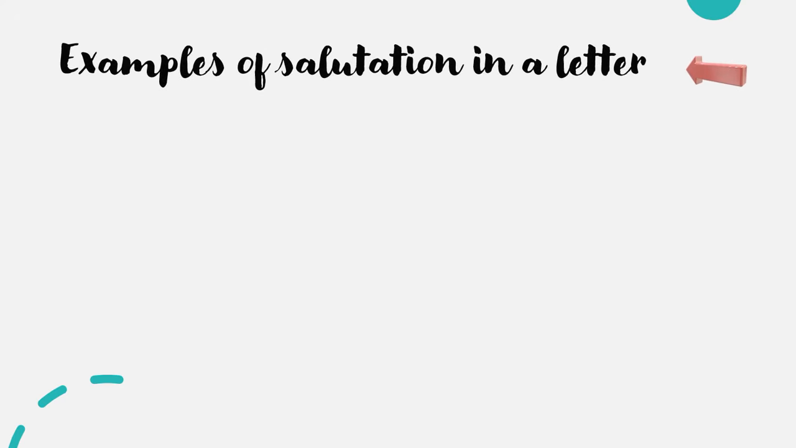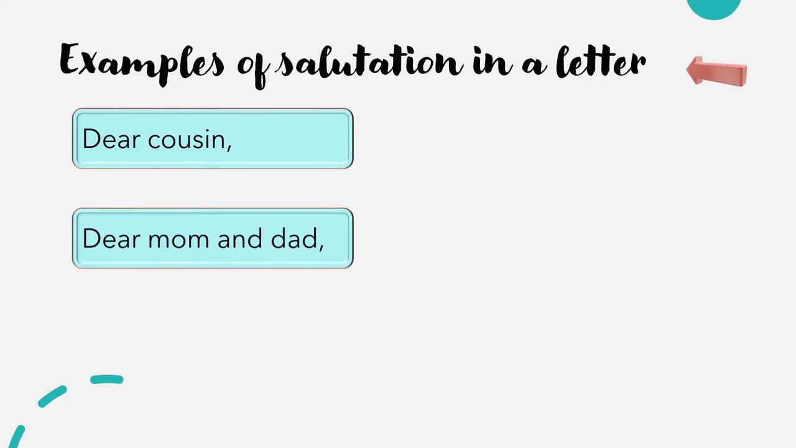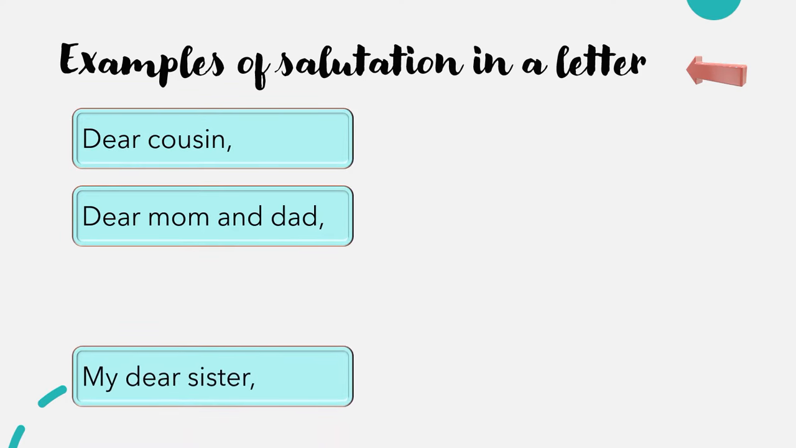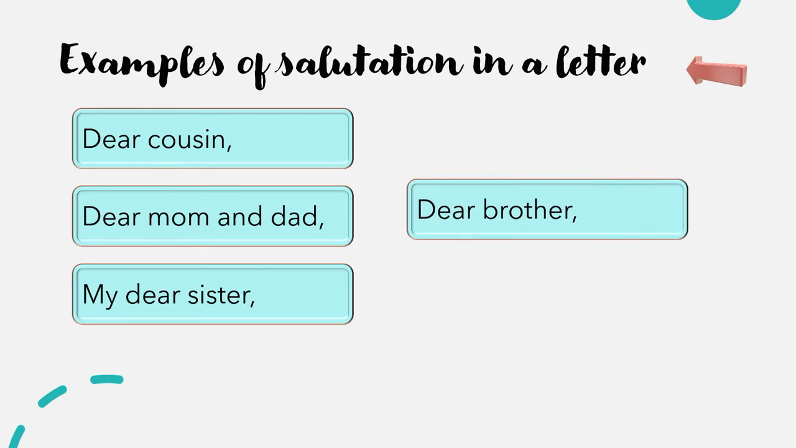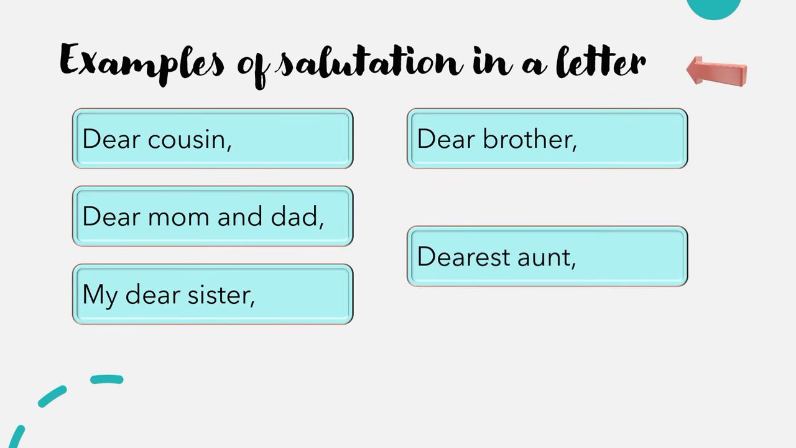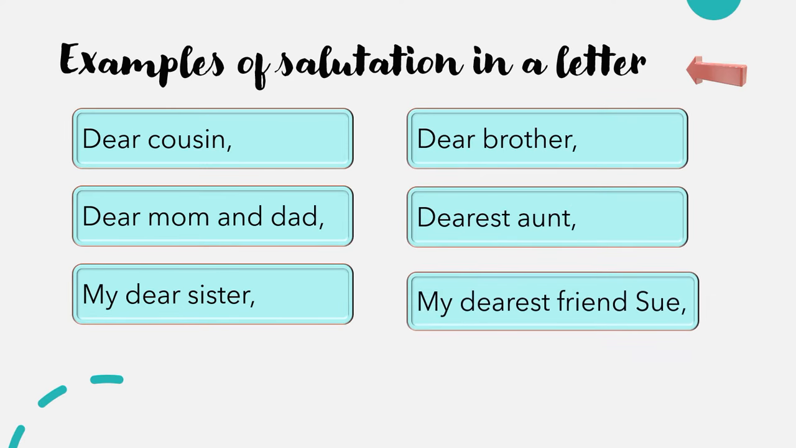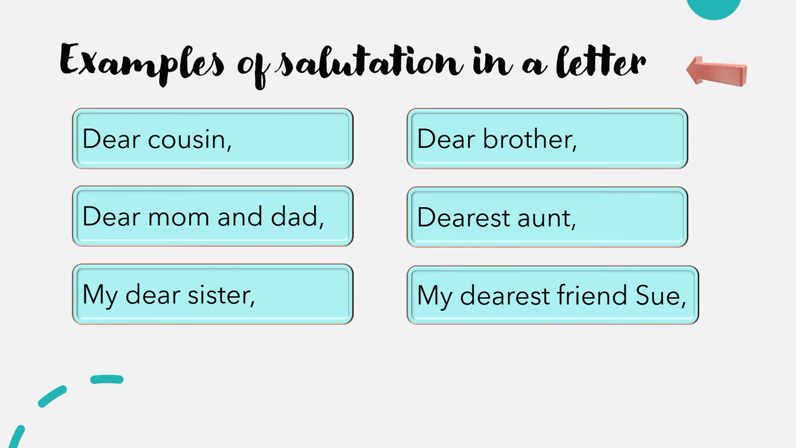There is of course a number of ways of writing the salutation depending on your relationship with the person you are writing to. Other suggestions are such as these. Dear cousin, Dear mom and dad, Dear sister, Dear brother, Dearest aunt, My dearest friend Sue.